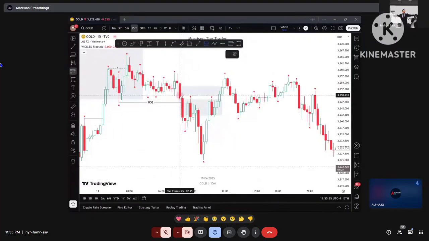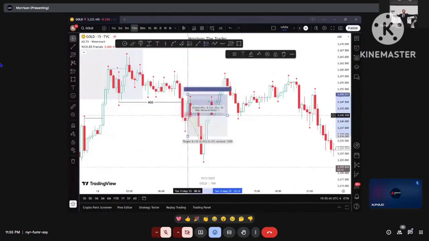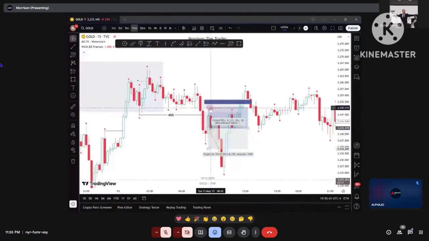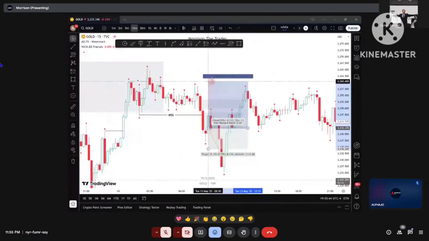The displacement means the price was moving what? Faster. So these are strong candles. You enter right from here. Where is your stop loss? Above this high. That's swept liquidity above this high.